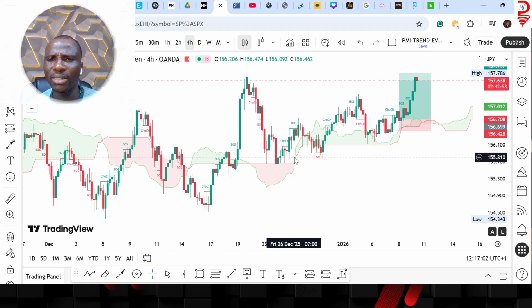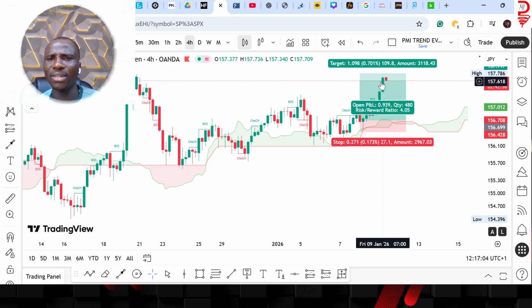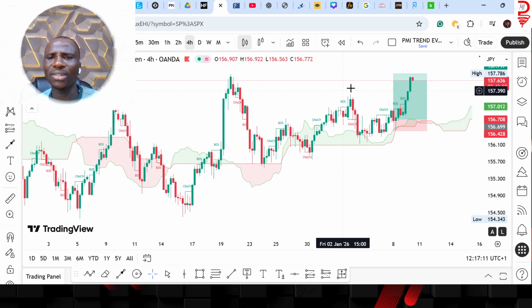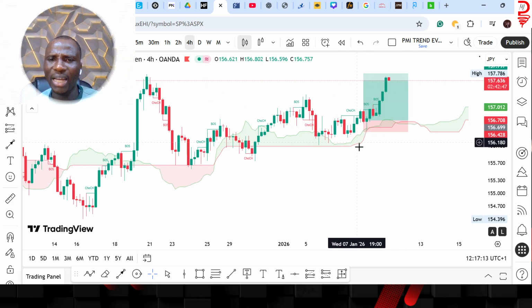So I took this trade. You can see the trade is already almost ratio 1 to 4, almost at take profit, and definitely, all other things at constant, this trade should deliver. Are you getting it now?